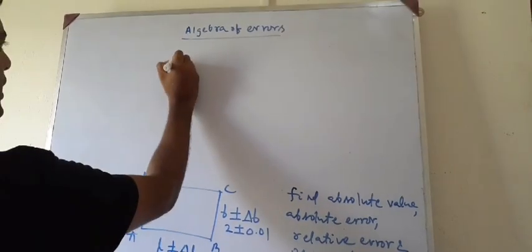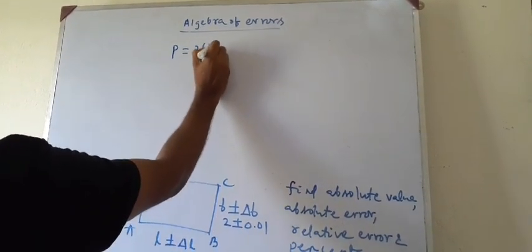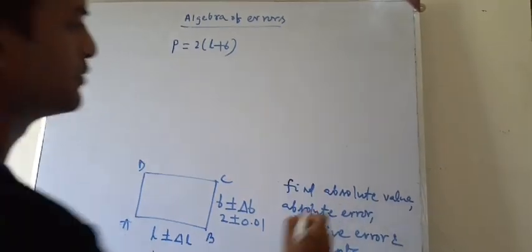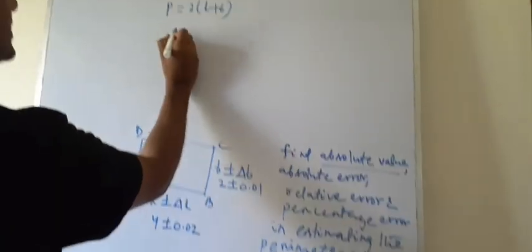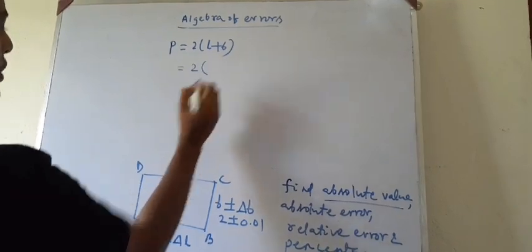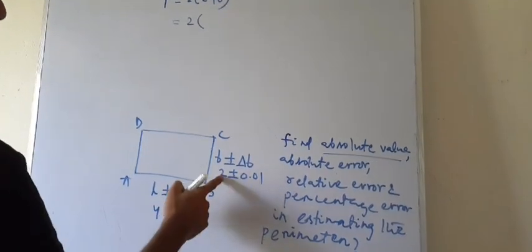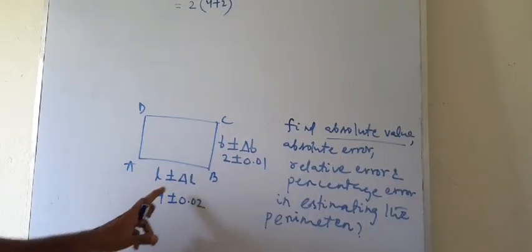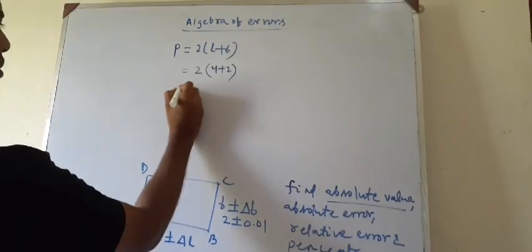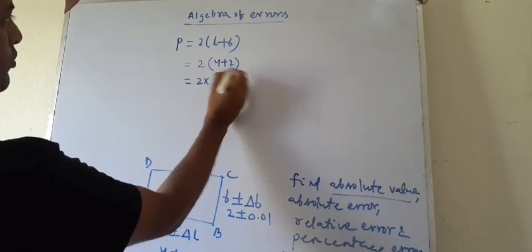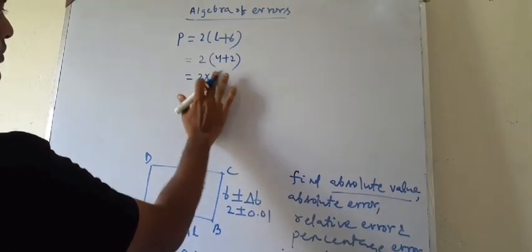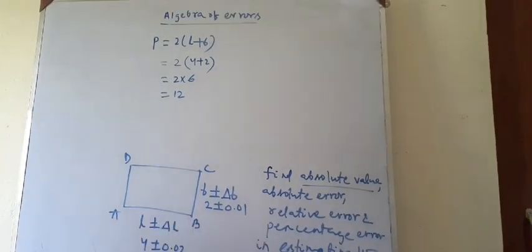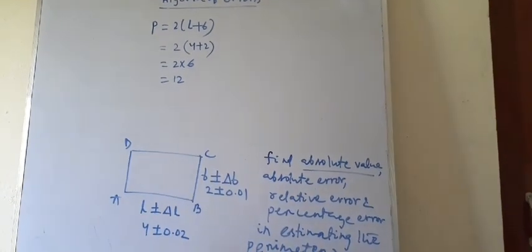So you know, the perimeter of a rectangle is 2 into length plus breadth. So I want to find out first the absolute value of the perimeter. So P is the absolute value of the perimeter, 2 into L plus B, where L is 4 and B is 2. So this will be 2 into 4 plus 2, 6. So this will be 12. So the absolute value of perimeter is 12 centimeter.